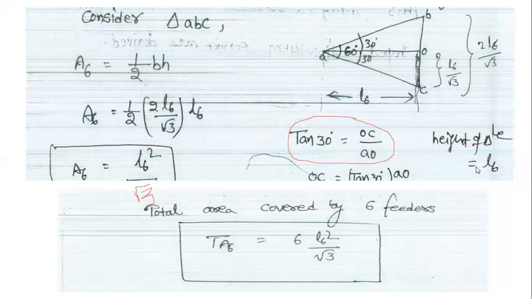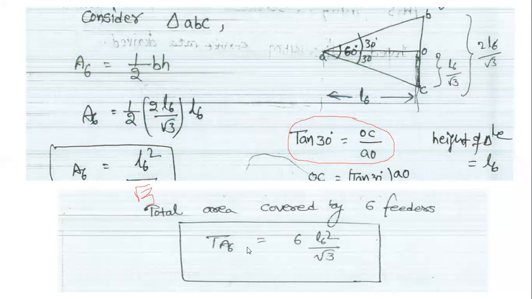The height of the triangle is L6, and the base is 2L6 by root 3. Then OC is equal to tan 30 into AO, so OC is L6 by root 3.